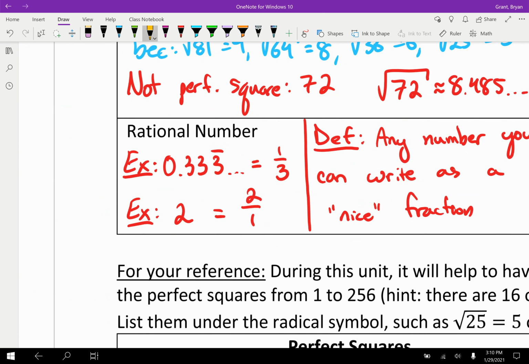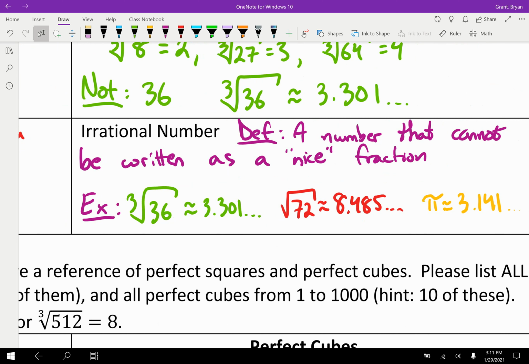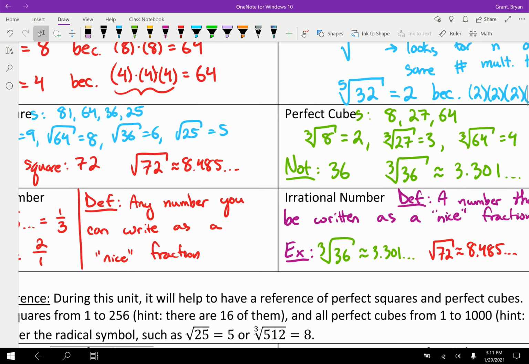1/7, if you turn it into a decimal, has a pattern eventually. But if the decimals never have a pattern, and these three decimals here will never start to repeat themselves over and over and over again, then we won't be able to write them as a, quote, nice fraction, and that's what makes them irrational. In fact, every square root, every cube root, every nth root is irrational unless they are a perfect number.